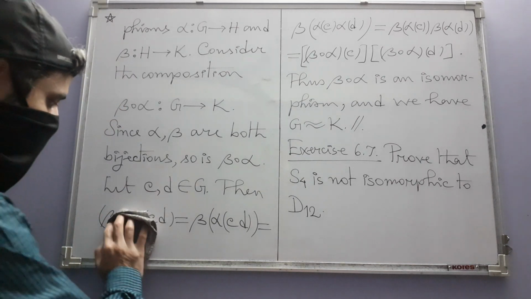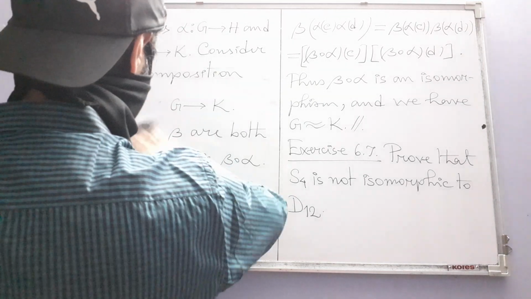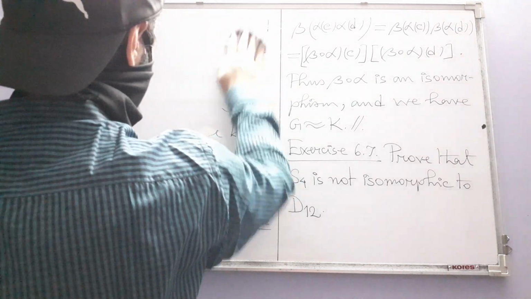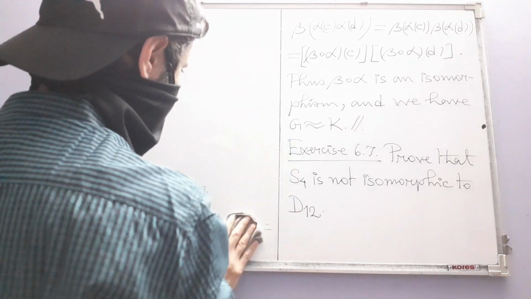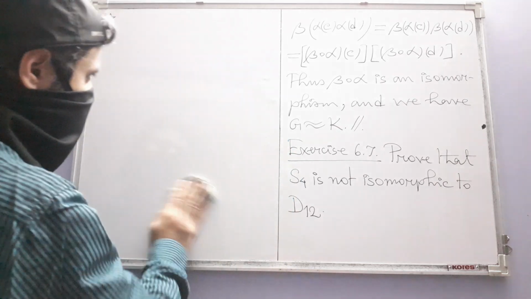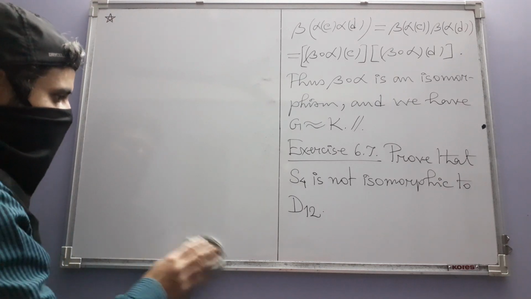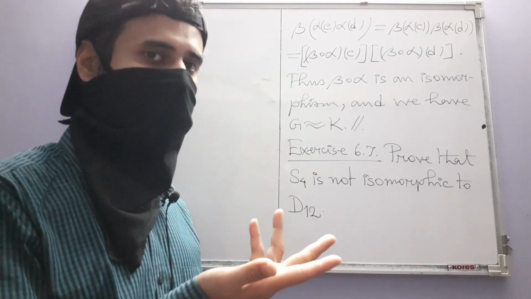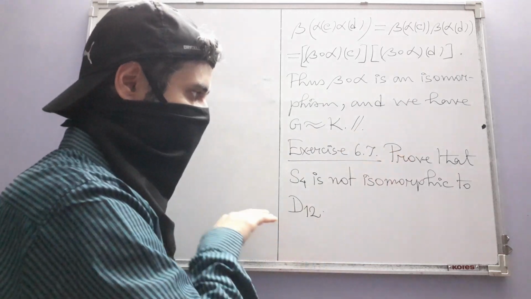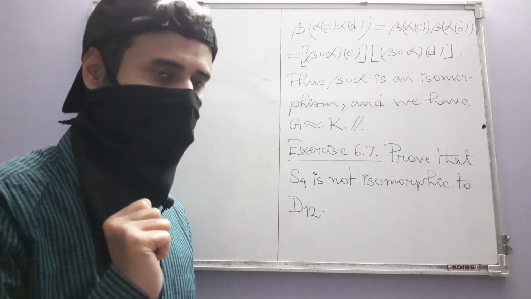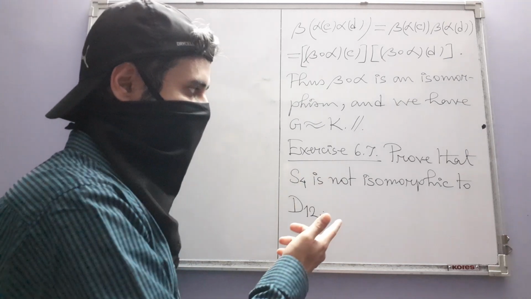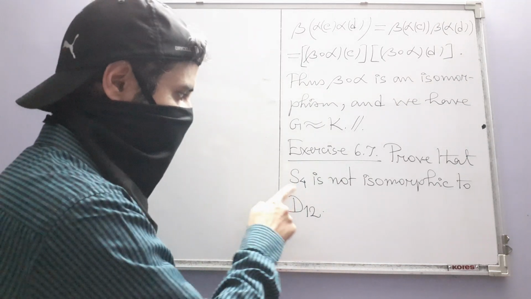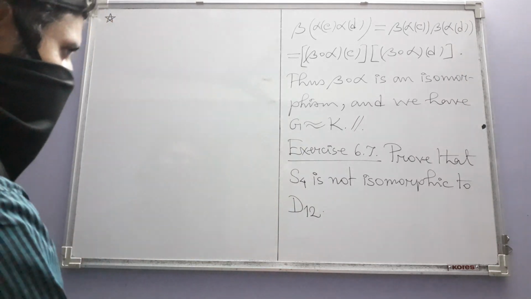Now, in this kind of problems where you have to prove that two groups are not isomorphic to each other, you have to see if some necessary condition is being violated, which is a consequence of two groups being isomorphic. When two groups are isomorphic, some consequences are there of that. So if any such consequence is violated, then the two groups cannot be isomorphic, and that's how we are going to solve this. It's quite easy.